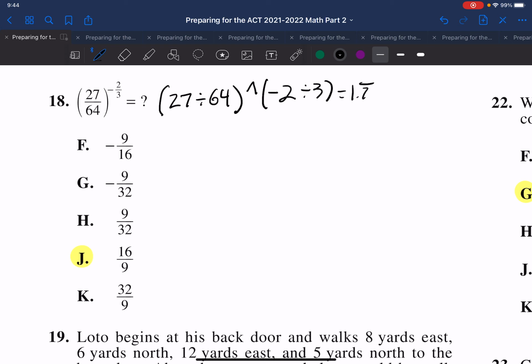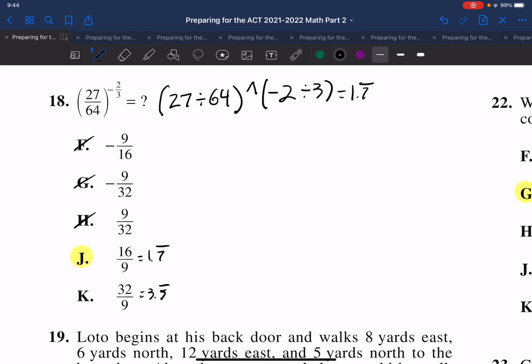Now, because it's 1.7, it's a positive, so that means we can get rid of F and G, and it's bigger than 1, so we can get rid of H. So now the question is, is it J or is it K? If you use your calculator, 16 over 9 is about 1.7, and 32 divided by 9 is 3.5, and that's repeating. So that's one way to calculate this.